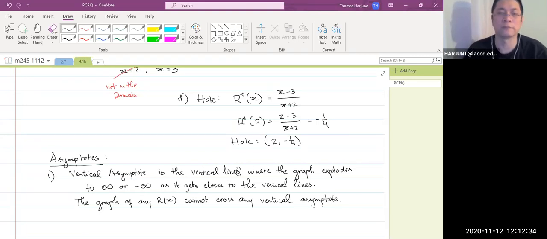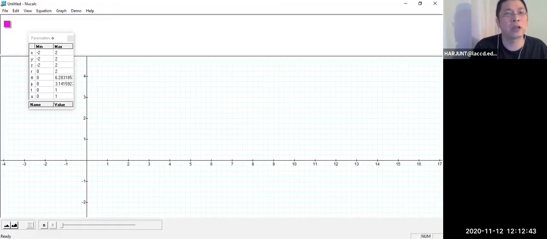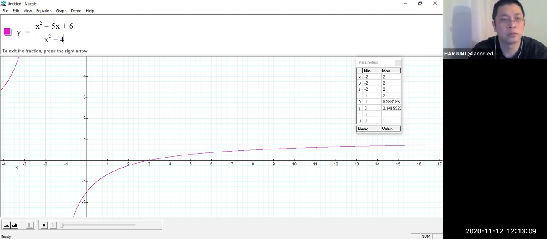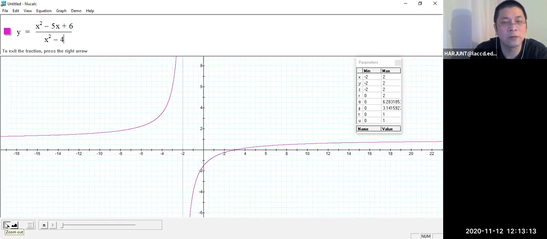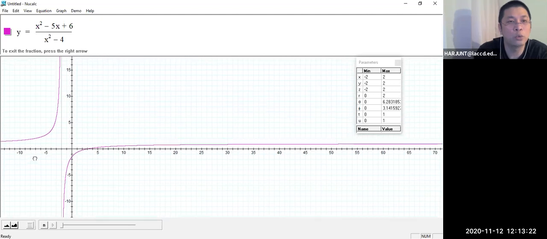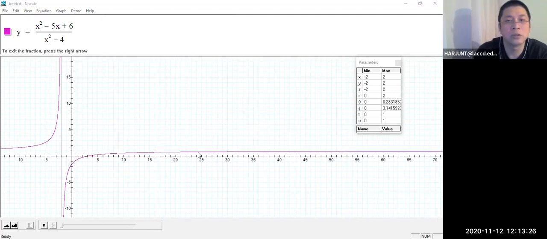Okay, let's take a look at the graph. The function we have earlier, I think I will use that. The function we have earlier, y equals x squared minus 5x plus 6 all over x squared minus 4. Now, when we say vertical asymptote, it refers to this vertical line here. You see that vertical line, the line to which, as the graph gets closer to that x equals -2, the graph actually explodes to infinity or negative infinity.